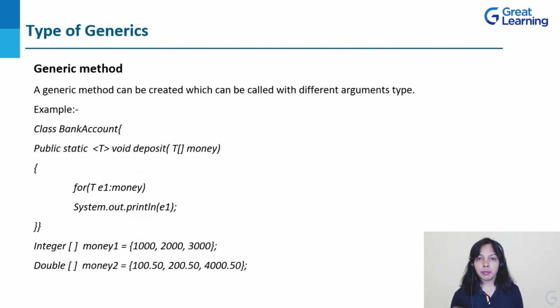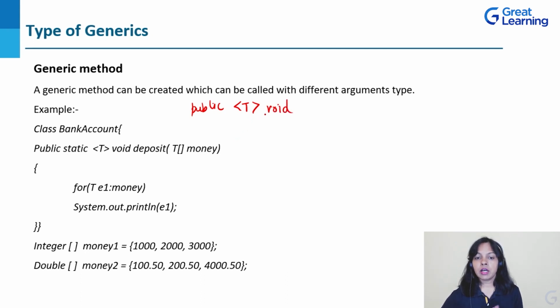Now talking about generic methods. Yes, we can have generic methods created for different argument types. How can it be done? The syntax is that you specify all the access specifiers first. Suppose I specify public here. Then after that, you specify the type in the angular bracket. It represents the return type from the method, but it should also be followed by void.